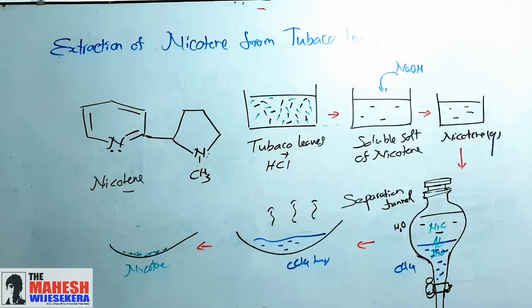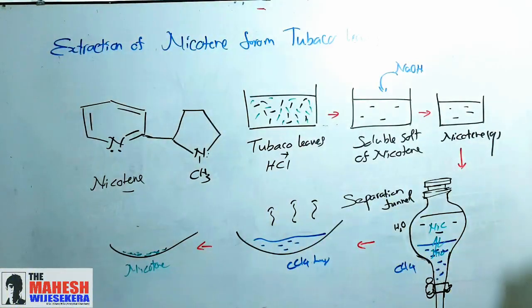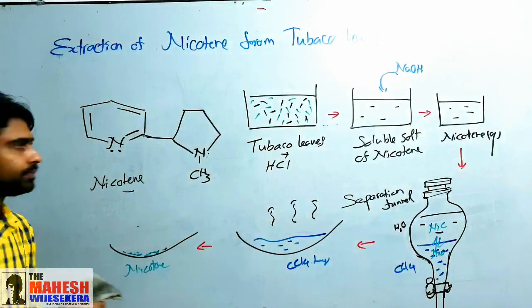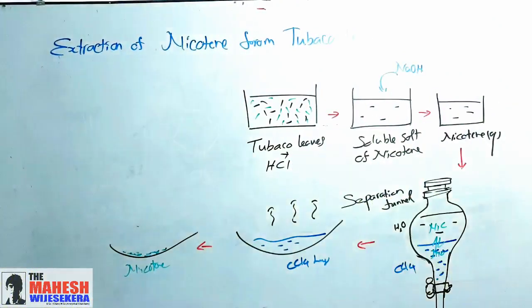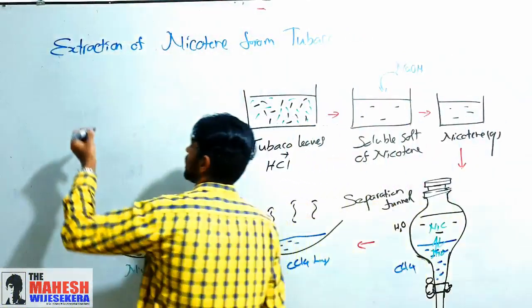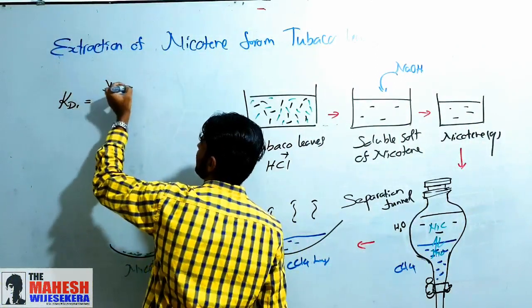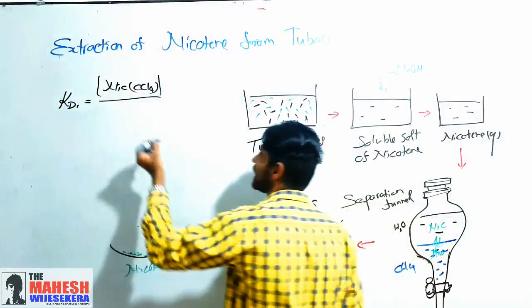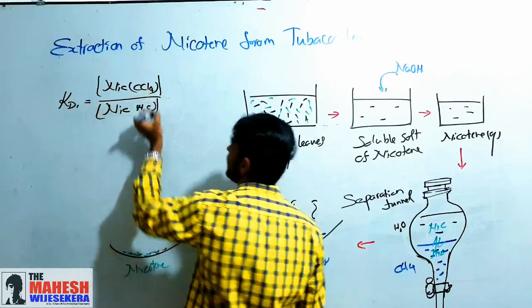Got it? Okay. So that is about solvent extraction. And you need to know one thing: when you are finding the suitable solvent, this Kd is really important. Just consider this situation. We take the Kd of nicotine, CCl4 over water. I am just giving some values, these are not actual values.